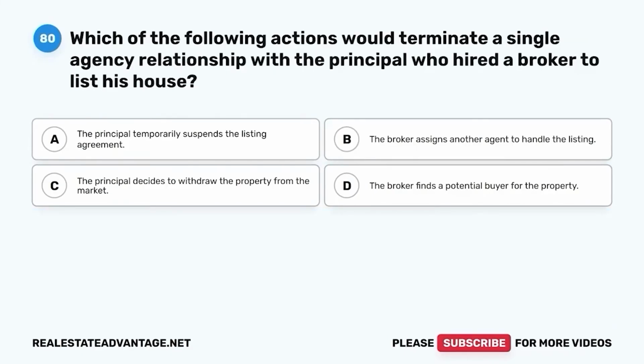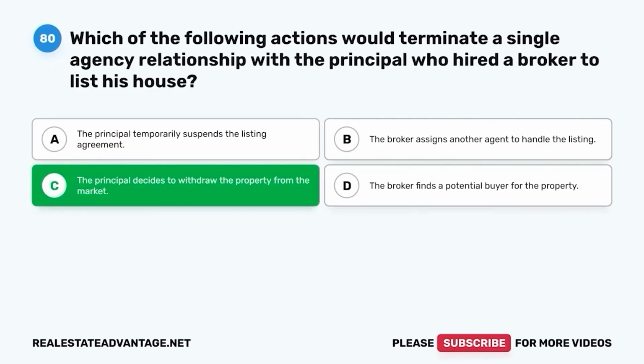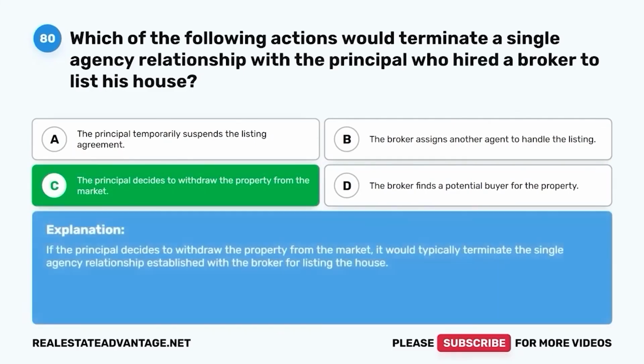Question 80. Which of the following actions would terminate a single agency relationship with the principal who hired a broker to list his house? A. The principal temporarily suspends the listing agreement. B. The broker assigns another agent to handle the listing. C. The principal decides to withdraw the property from the market. D. The broker finds a potential buyer for the property. The correct answer is C. The principal decides to withdraw the property from the market. If the principal decides to withdraw the property from the market, it would typically terminate the single agency relationship established with the broker for listing the house.